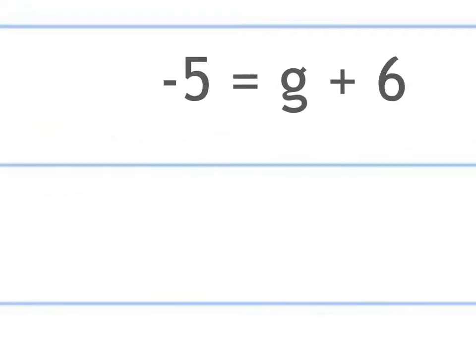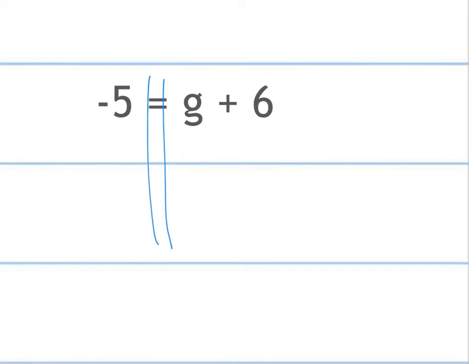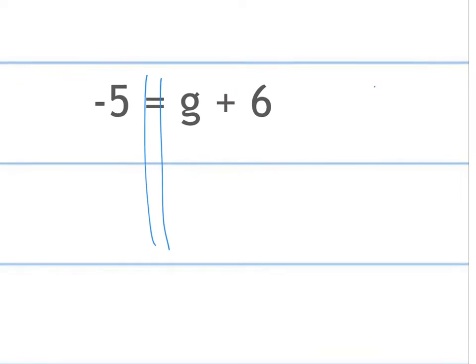Okay. Here's another one. Negative 5 equals g plus 6. Write down the equation. Make your train tracks. Since we are on the other side of the equation, that doesn't matter. We still follow the same steps. If that throws you off too much, you can always rewrite it as g plus 6 equals negative 5, but it's the same thing. So we have to get rid of this plus 6. By doing that, we subtract 6 from both sides.